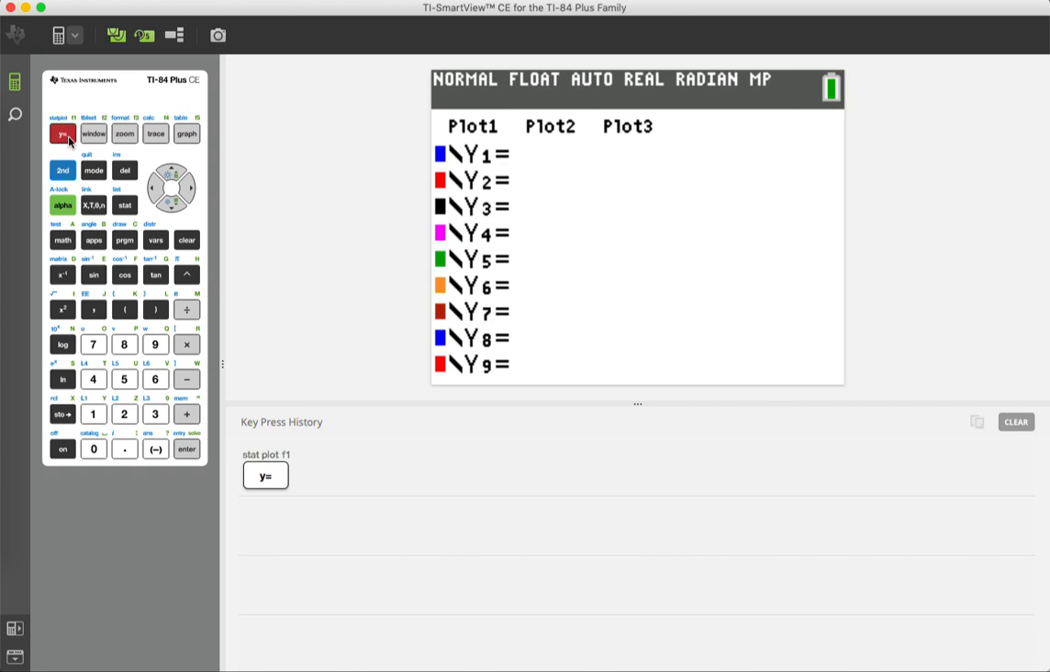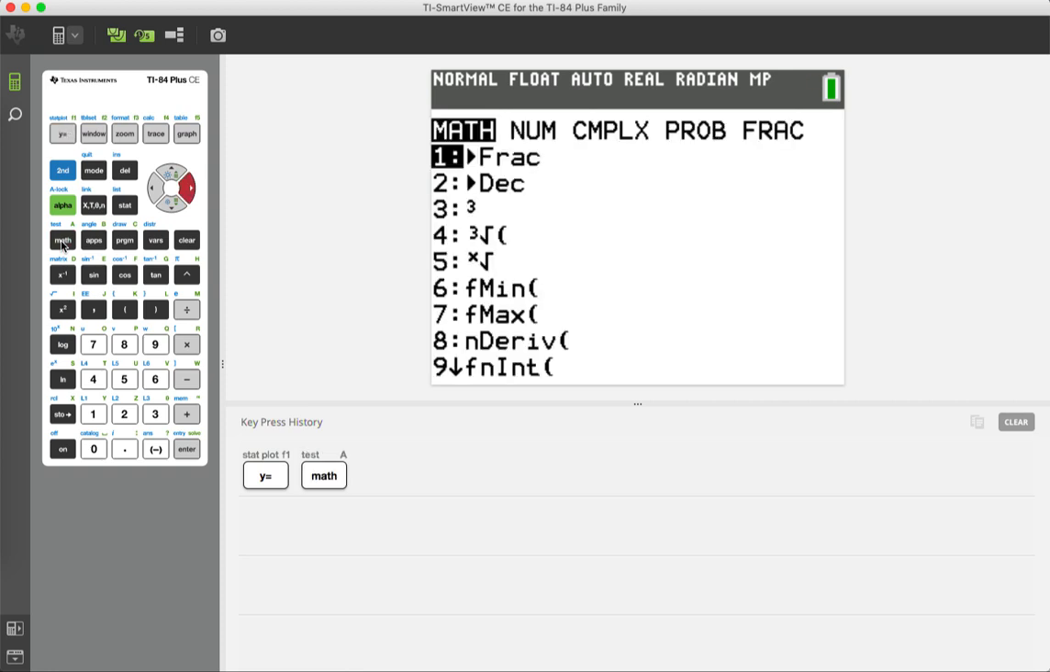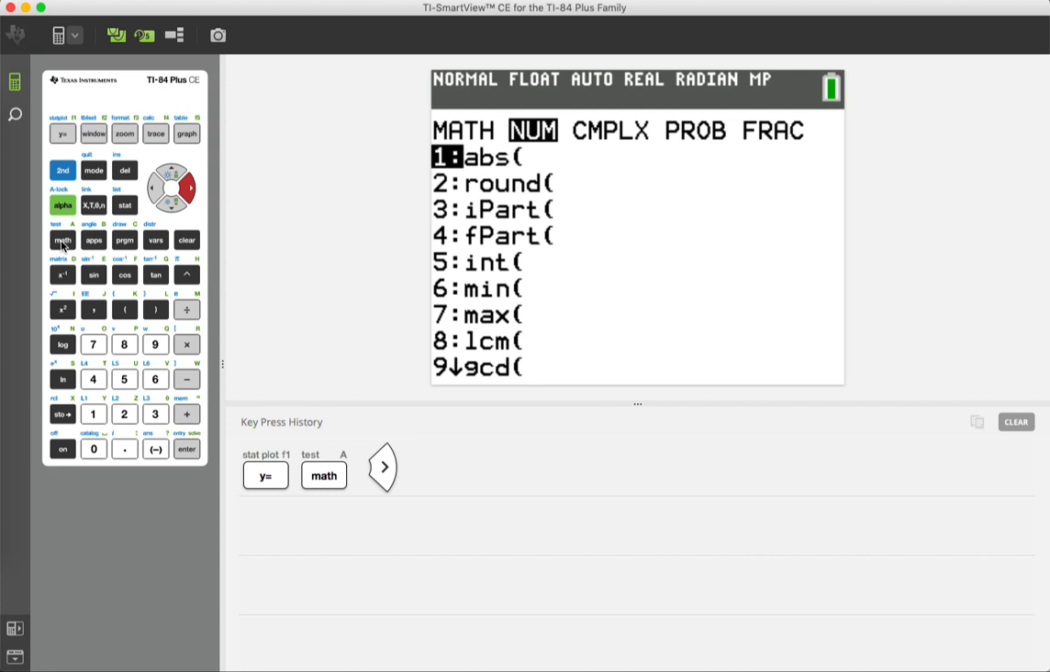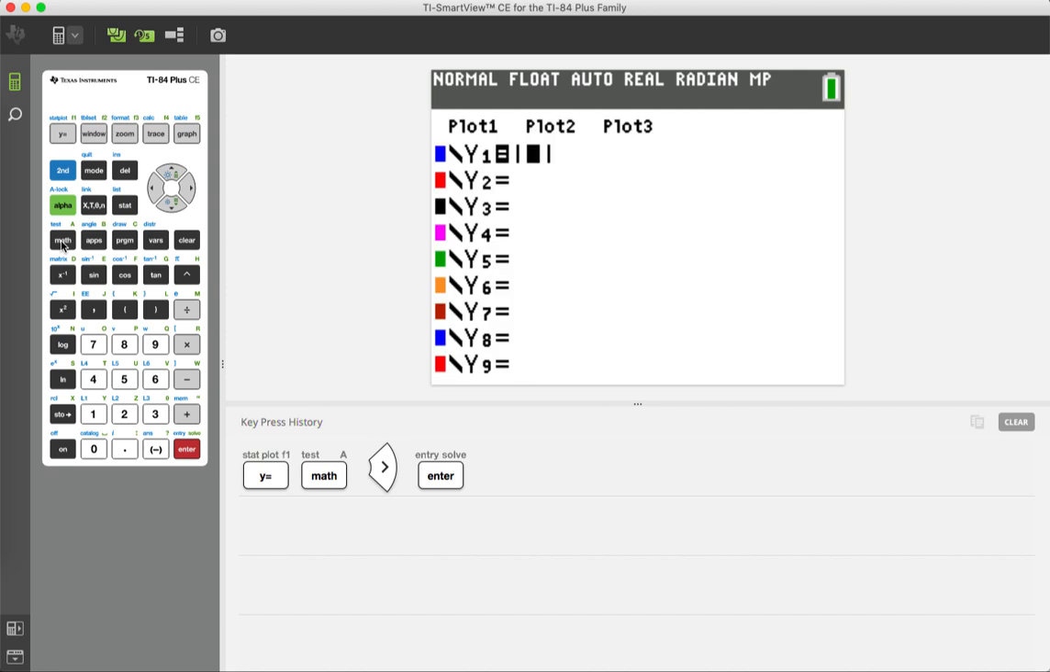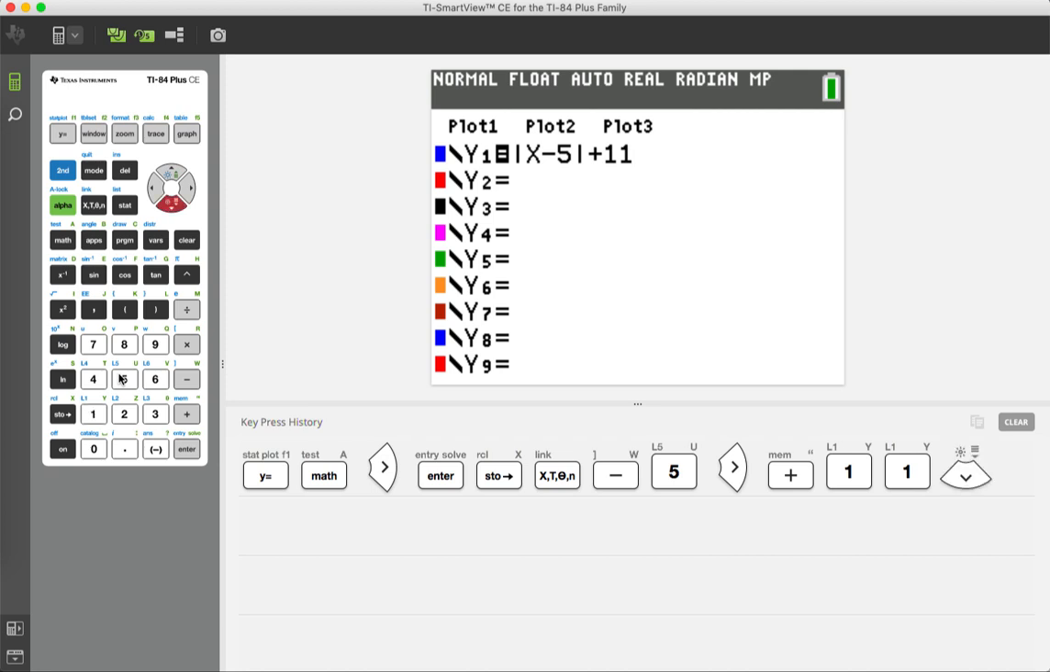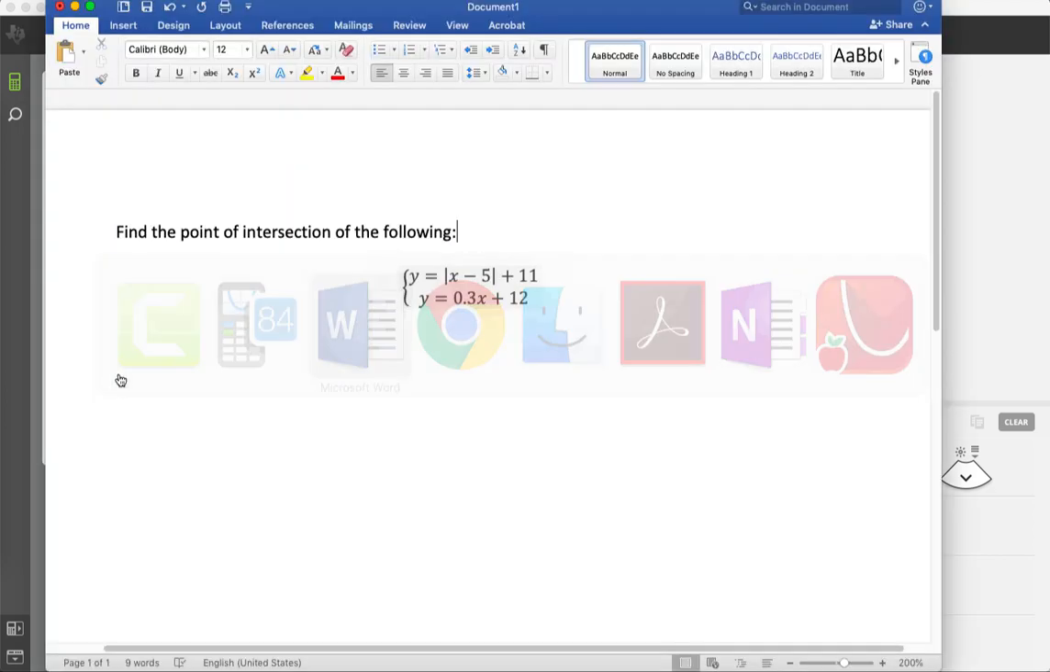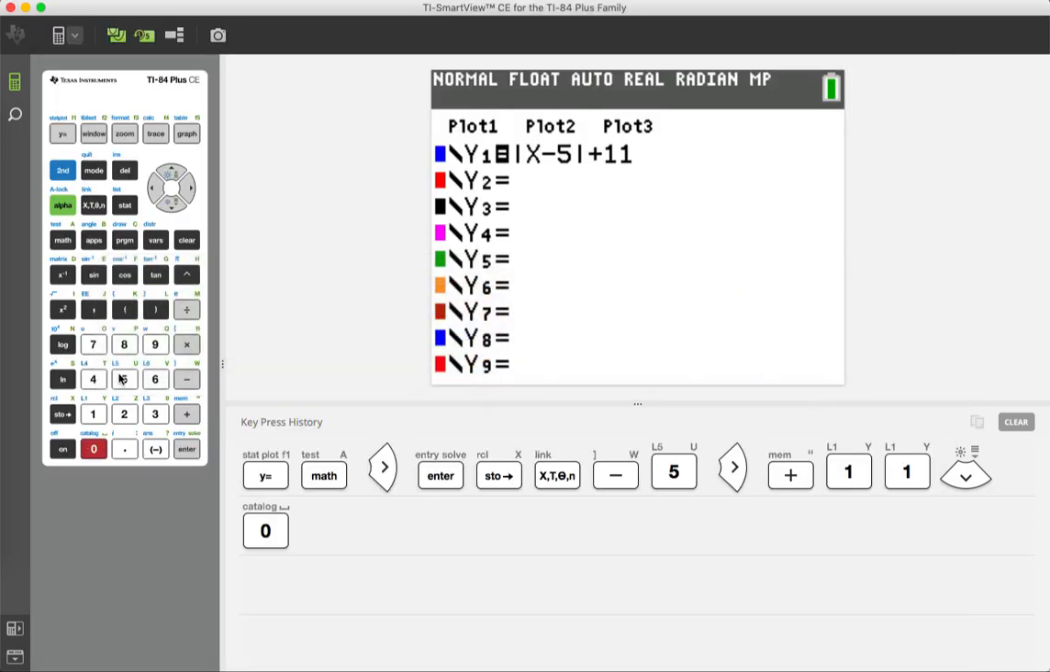So one of them was absolute value, which, as a reminder, you can find under Math. Hit right to go to num, and the first option says abs, and that means absolute value. So hit enter on abs, and you'll get the absolute value bars. On an older calculator version, it might say ABS bracket, and in those brackets you would enter what is between these two bars. So we're going to enter x minus 5 plus 11, and then we're going to enter on the next line our equation of the line, which is 0.3x plus 12.